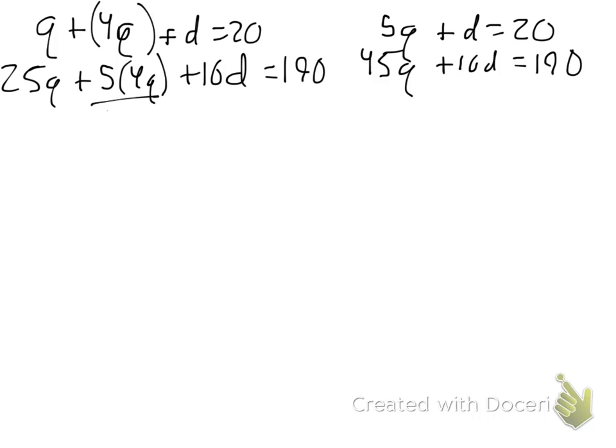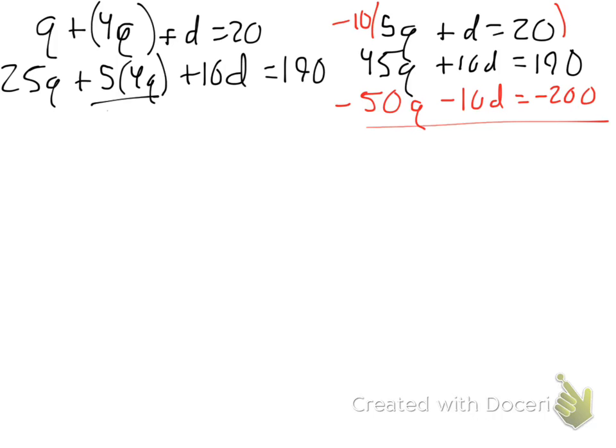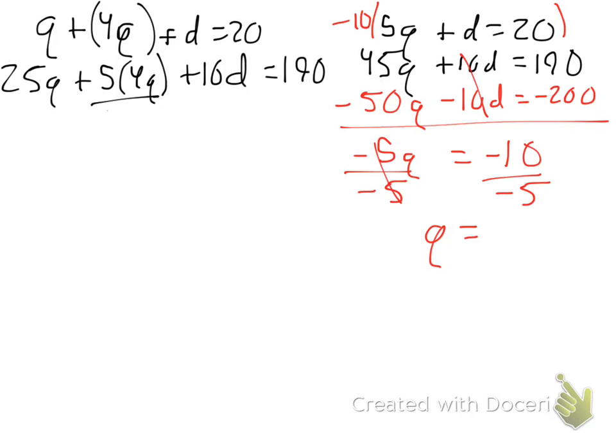Now, I'm going to switch to elimination to cancel out our terms. To do that, I like multiplying the top one by either a -9 or -10. 10's usually easier to multiply by, so I get -50q minus 10d equals -200. And if I add these together, I get -5q. The 10d's cancel, equals -10. Divide both sides by -5. And so q equals 2.